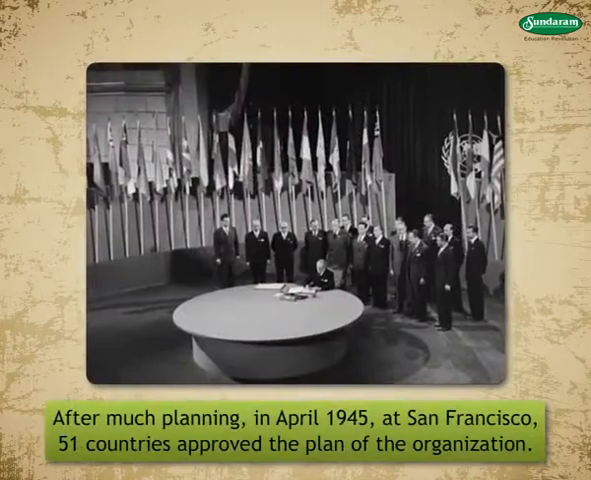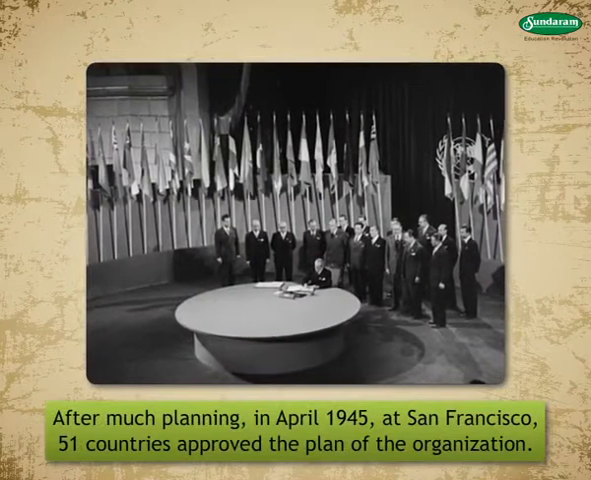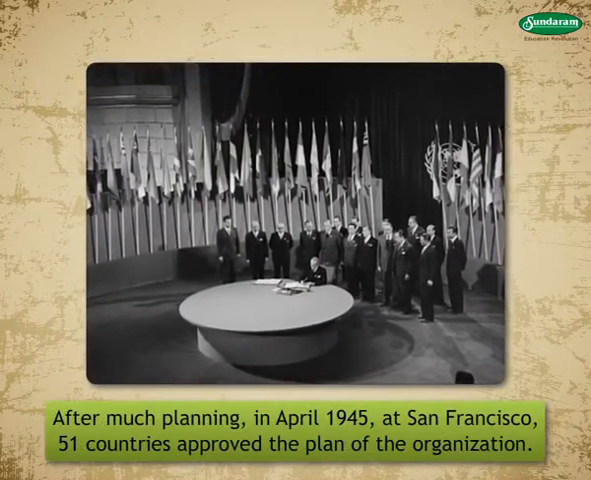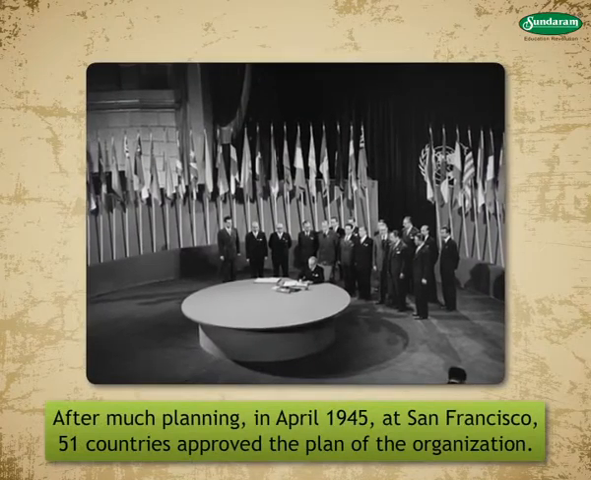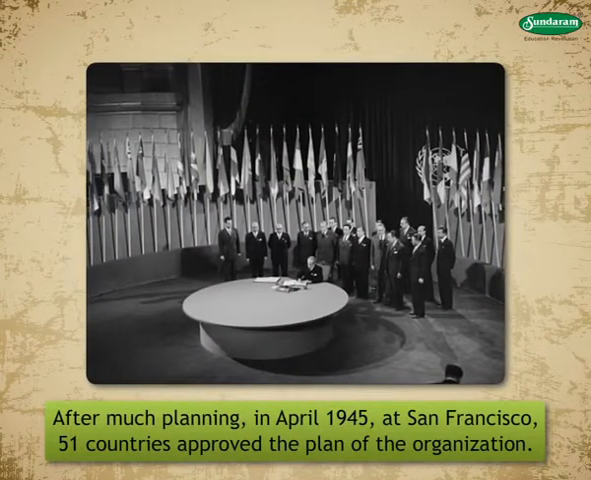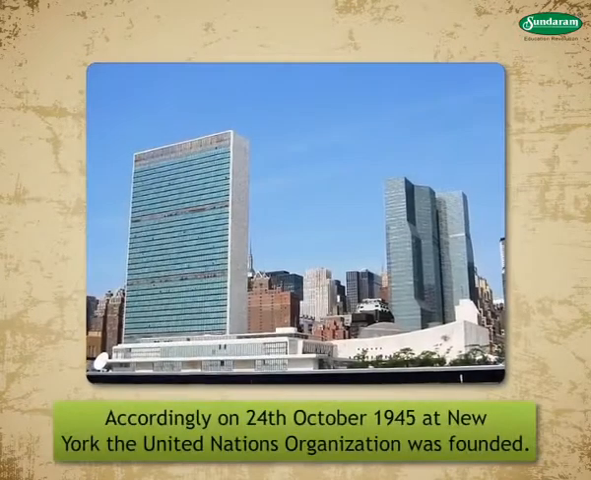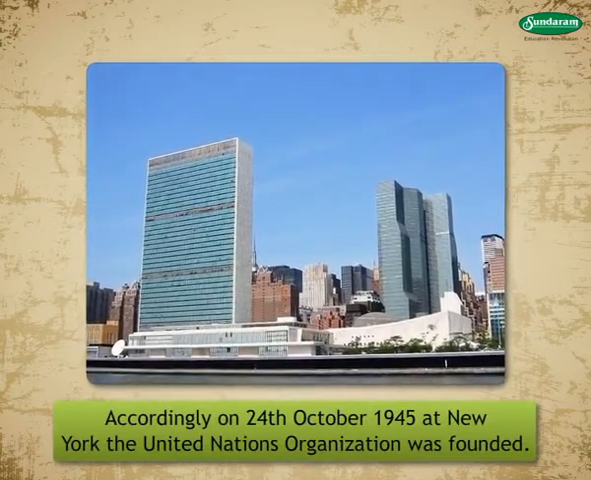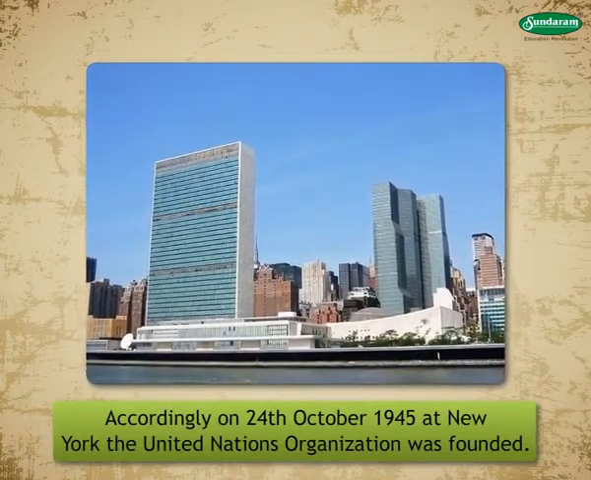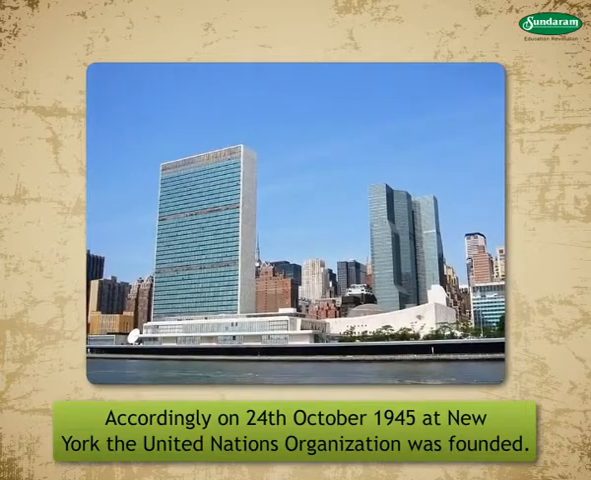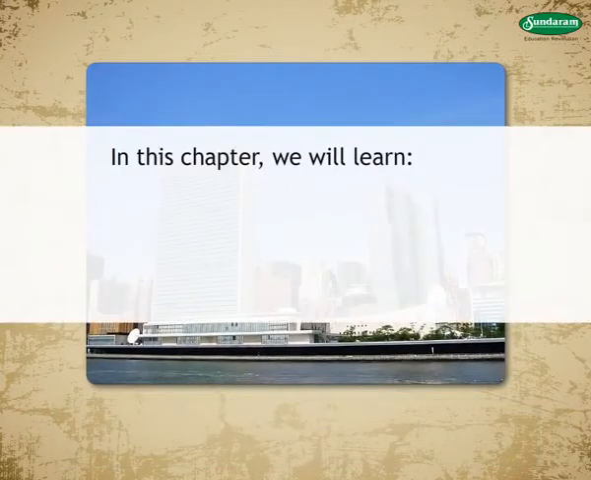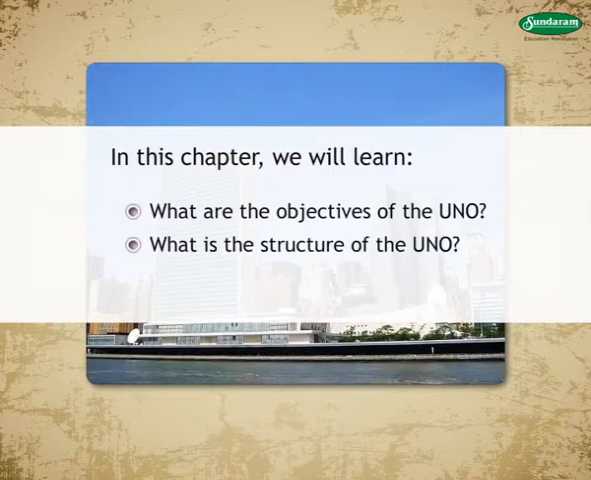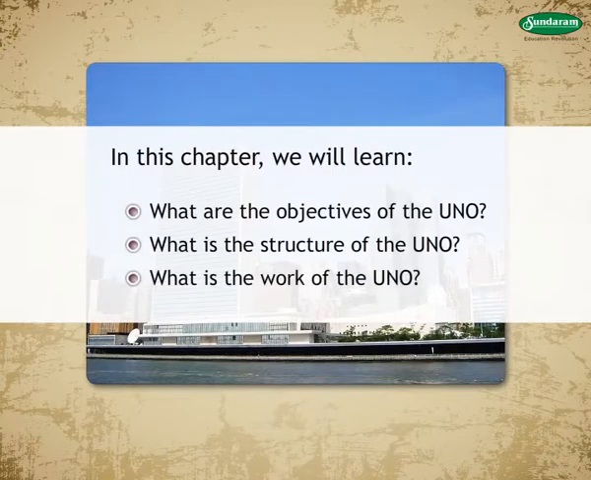After much planning, in April 1945, at San Francisco, 51 countries approved the plan of the organization. Accordingly, on 24th October 1945, at New York, the United Nations Organization was founded. In this chapter, we will learn about the objectives, structure, and work of the United Nations.